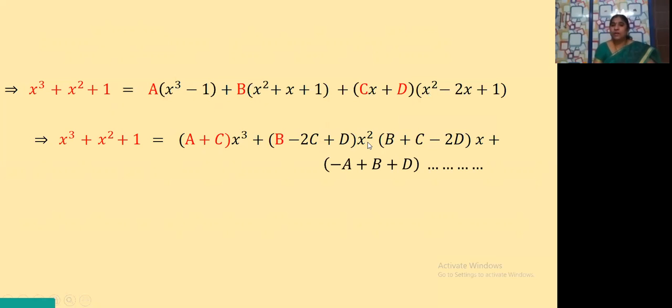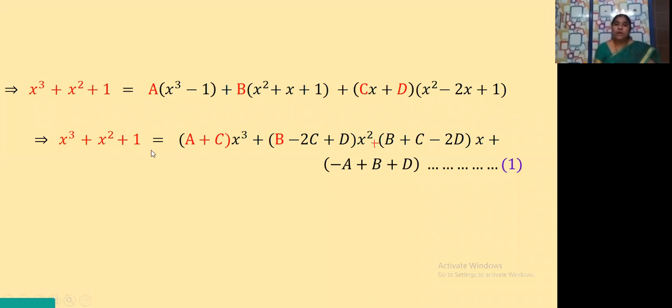Next one is what, children? Here it should be plus here, children. Here plus is there, plus b plus c minus 2d into x. x terms are taken together here, written together, plus constants: minus a into minus 1 is minus a, b into 1 is b. Here there is no constant, d into 1 is d.